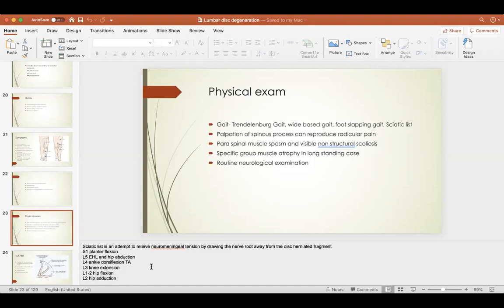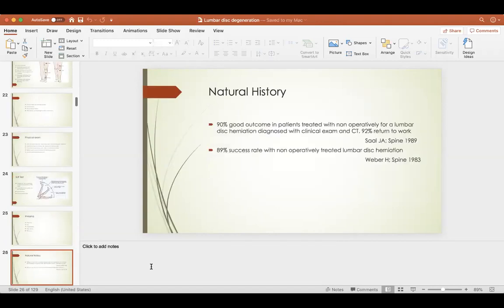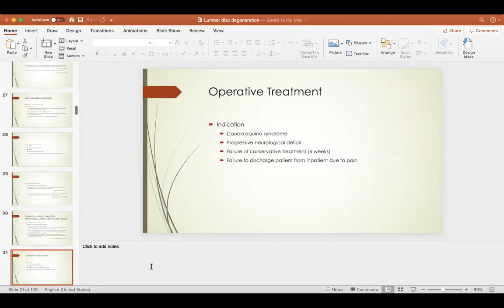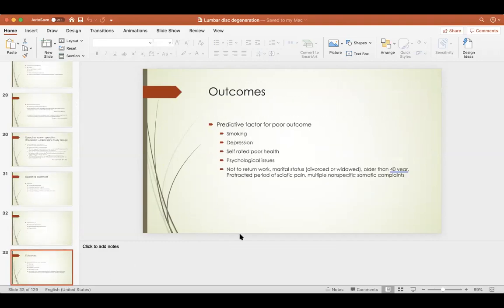That's one. What else do they ask? Nothing else? I think they asked a lot about the results of the SPORT trial that you went over, so just like who should get a microdiscectomy and things like that.